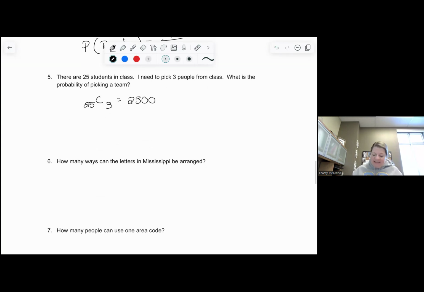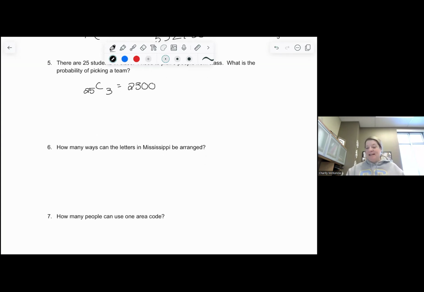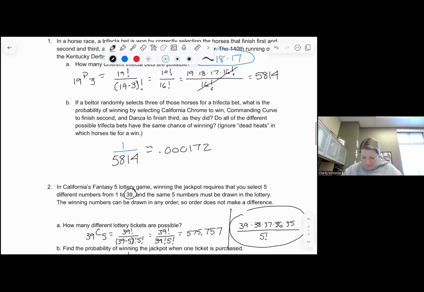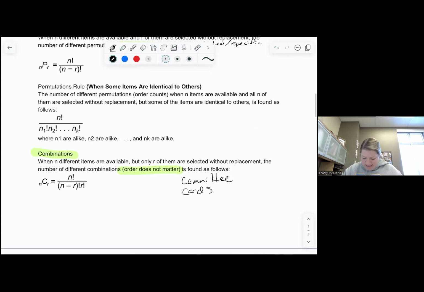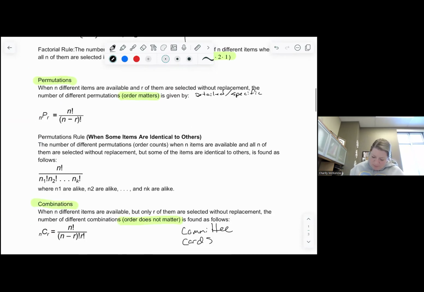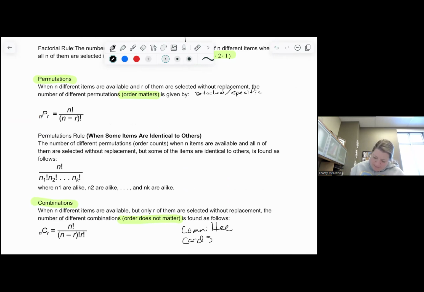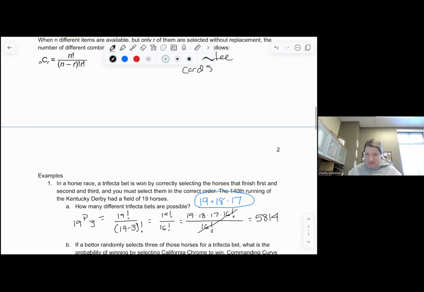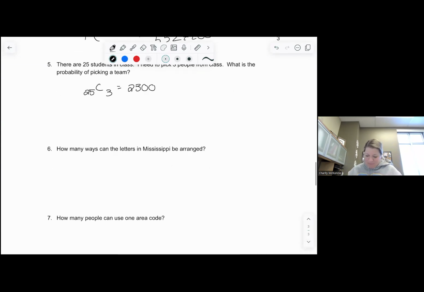So how many ways can the letters in Mississippi be arranged? Well, think. There's so many S's and I's and P's. I can't tell the difference between one I and another I. So when we have repeating, we're going to have the formula. I thought it was at the top. Do I not have it? Yeah. Here is a permutation rule. If there are some identical ones, it looks like this. So let's see what that looks like in terms of a problem.